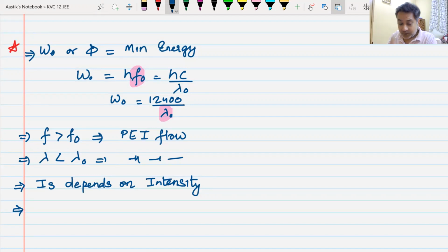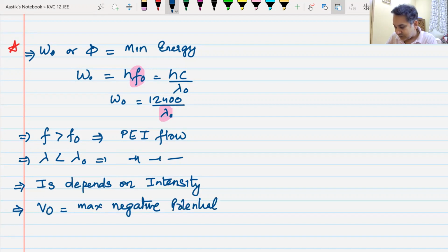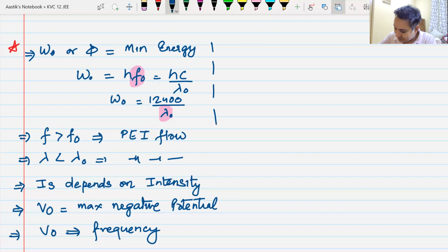Then we had seen stopping potential V naught. It is the maximum negative potential of the anode that stops the photoelectric current. We had seen this V naught. It only depends on the frequency of radiation, and it does not depend on the intensity of radiation. Do we recollect this? Everyone recollects this?